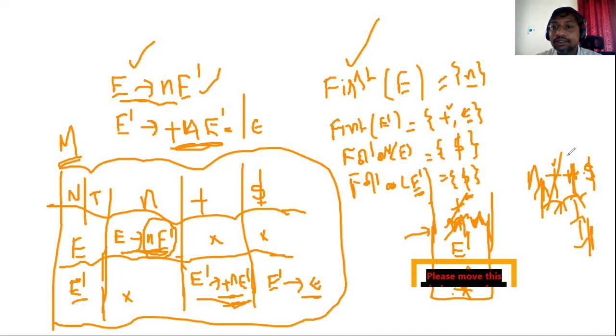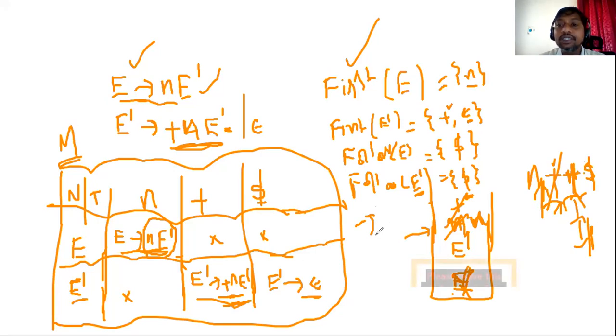Current input is plus, and there is no entry for N with plus in the parsing table. That is an indication that we cannot move further. Then the parser will immediately announce there is a syntax error. At this point of parsing, there is a syntax error. So this is how it will recognize.